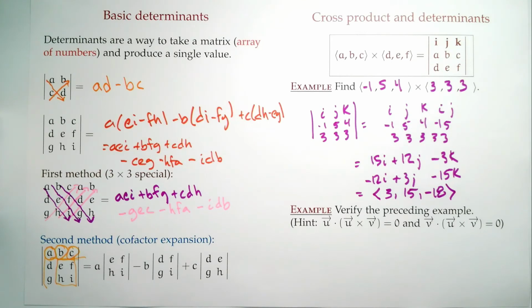Now, one way to check your work is, let me do it again. There's a downside in that it might take a long time to check your work by doing it again. And if you made a mistake once, you might make that same mistake again. So you'd like to have a way to check something that's short to do and involves a different type of computation. So what's a way to check? Well, there's a hint here, and it says, hint, u dot u cross v should equal 0, and v dot u cross v should equal 0. Why is that true?